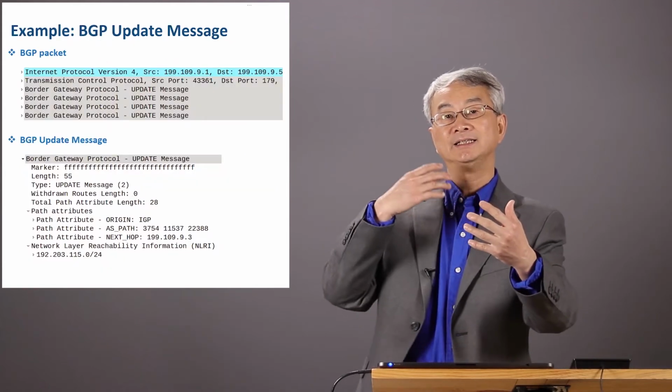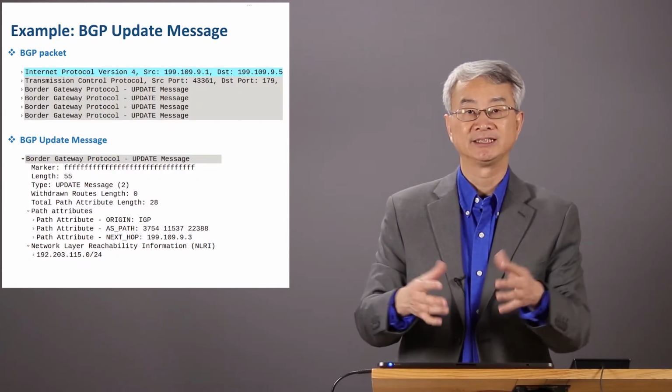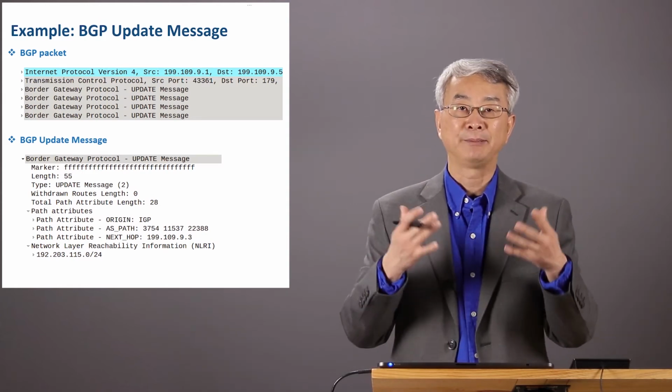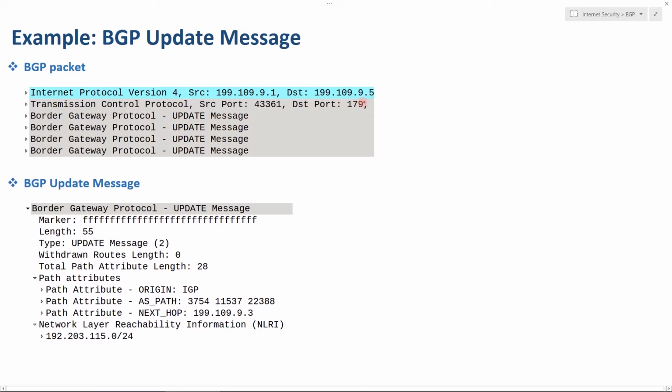When they send this AS path to their neighbor, this is called a BGP update message. Let's take a look at what the actual update message looks like. As we said, BGP uses TCP, so you can see I'm using TCP. BGP listens on port 179, which is the standard port number.